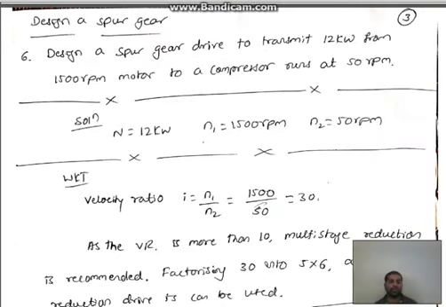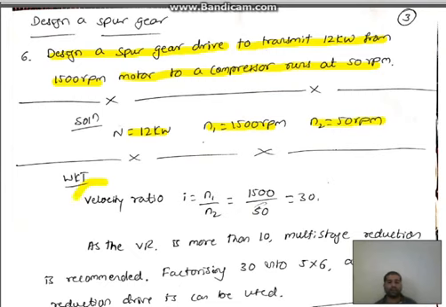Next, we move to another problem. Design a spur gear drive to transmit 12 kW from a 1500 rpm motor to a compressor running at 50 rpm. First, write down the given data. Power transmitted is 12 kW. N1 is 1500 rpm, N2 is 50 rpm.